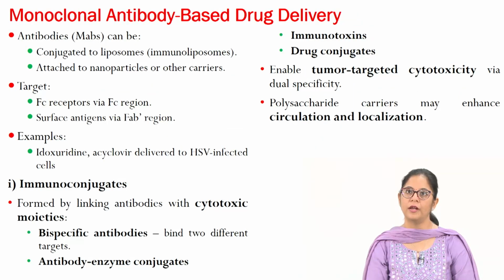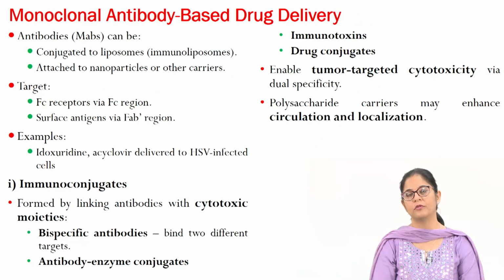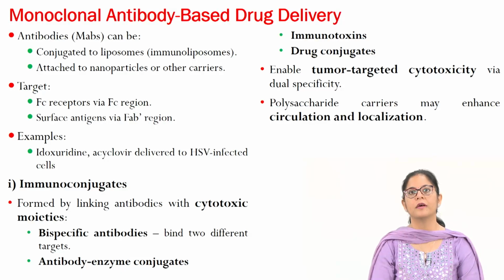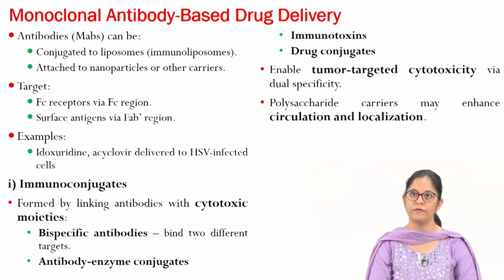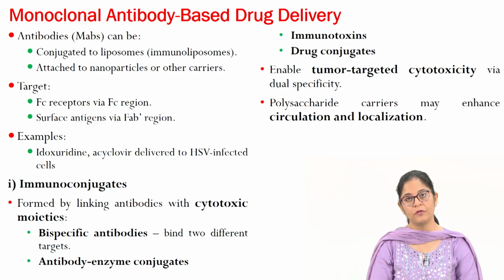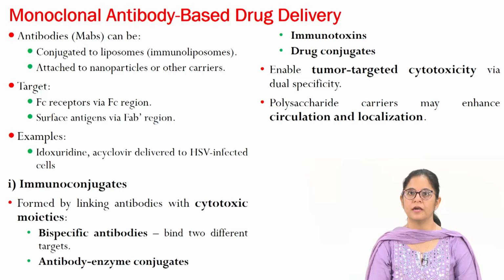In monoclonal antibody based drug delivery, antibodies or MABs can be conjugated to liposomes, which are called immunoliposomes, and can also be attached to nanoparticles or other carriers. The targets are the Fc receptors via the Fc region and surface antigens via the Fab region. Examples: idoxuridine and acyclovir are delivered to HSV infected cells.